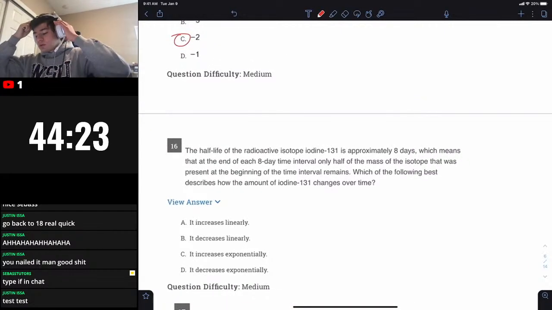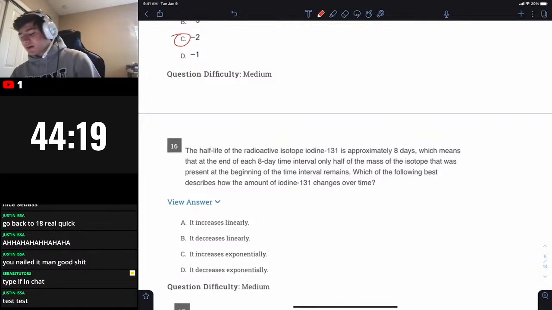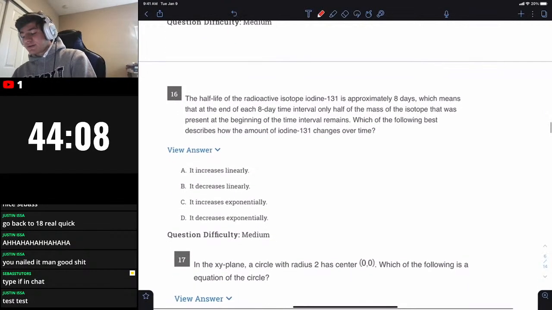Ooh. This is interesting. The half-life of the radioactive isotope iodine is approximately 8 days, which means at the end of the 8-day interval, only half of the mass of the isotope that was present at the beginning of the time interval remains. Which of the following best describes how the amount of iodine changes over time?